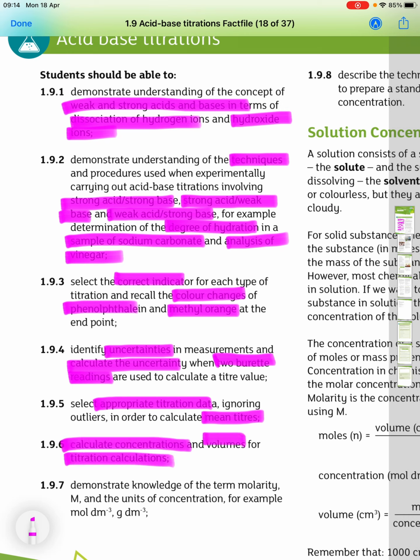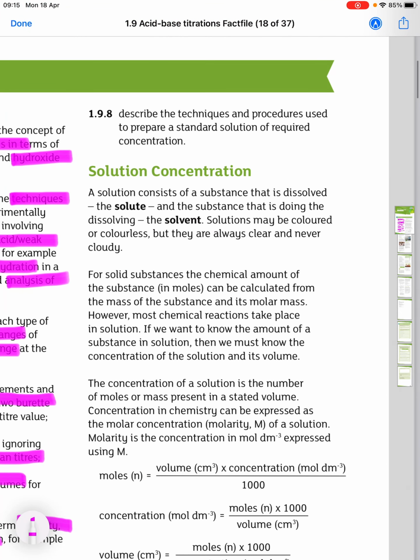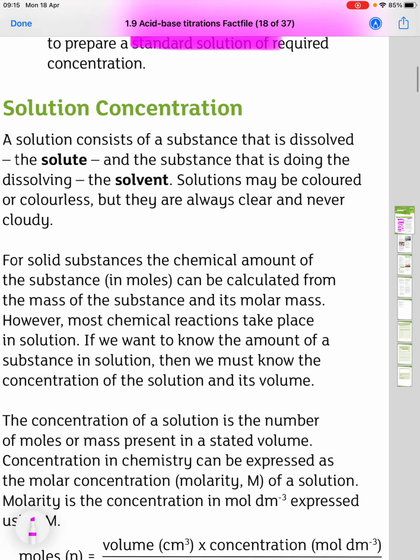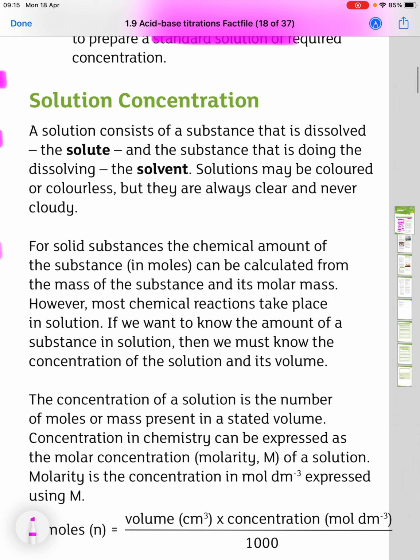Calculate concentrations and volumes for titration calculations. Demonstrate knowledge of the term molarity, M, and the units of concentration, for example, moles per dm cubed and grams per dm cubed. And finally, describe the techniques and procedures used to prepare a standard solution of required concentration.